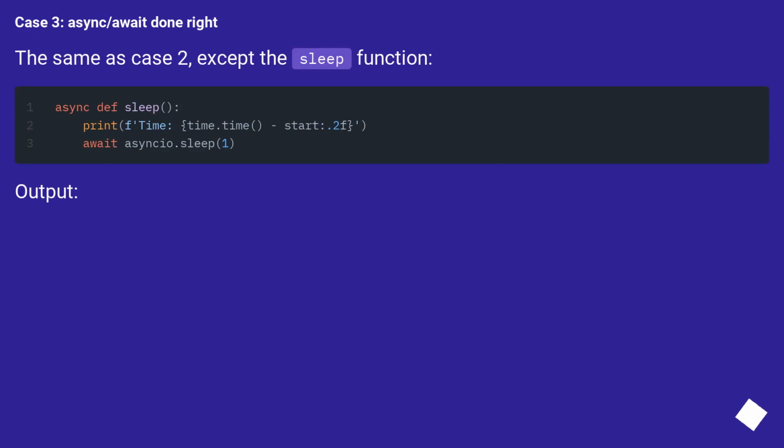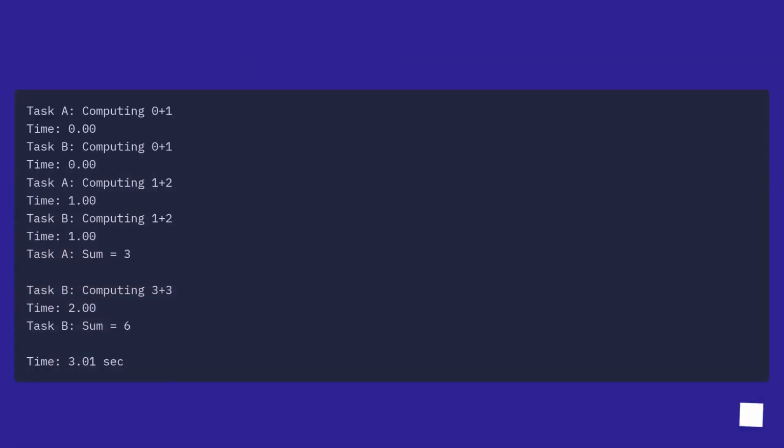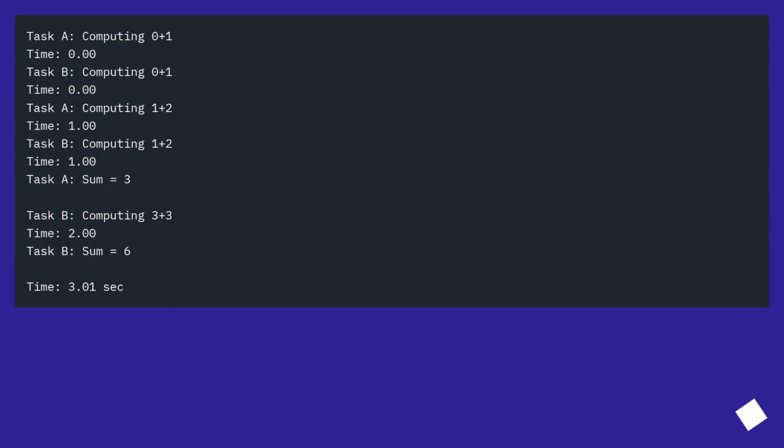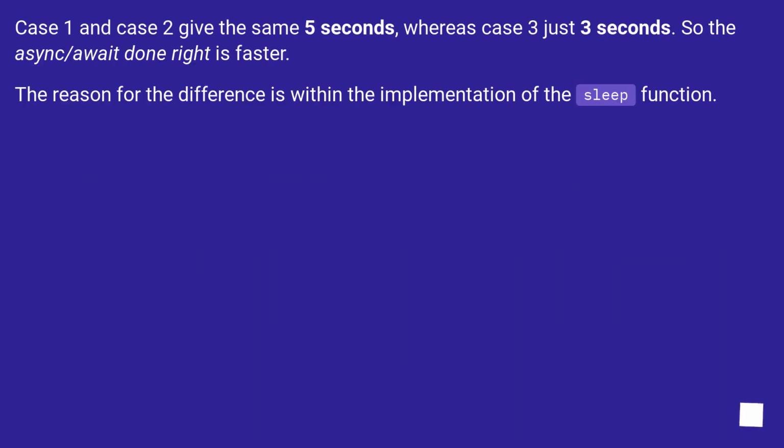Case 3, async/await done right. The same as case 2, except the sleep function. Output. Case 1 and case 2 give the same 5 seconds, whereas case 3 just 3 seconds. So the async/await done right is faster.